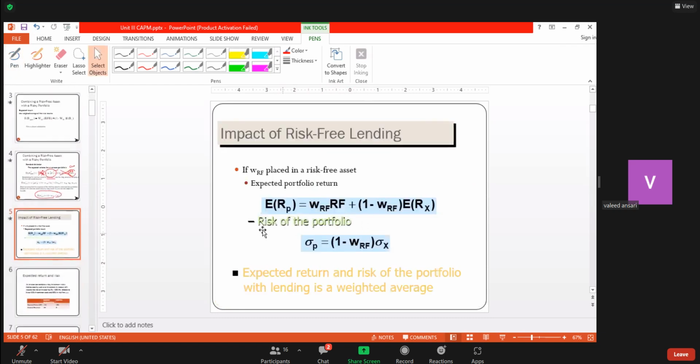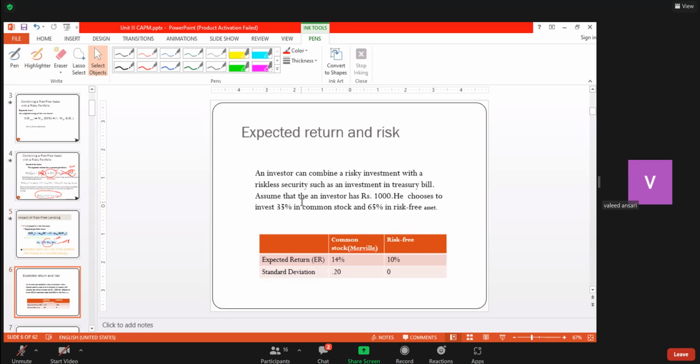Now, the expected return, I have already told you, and we'll take an example. The risk of a portfolio will vary in line with the risk of the risky asset. 1 minus RF is the amount invested in risky assets, and this is the risk of the risky assets. The other term will drop out. This provided the foundation for the theory of the capital asset pricing model. So let us take an example to understand this.